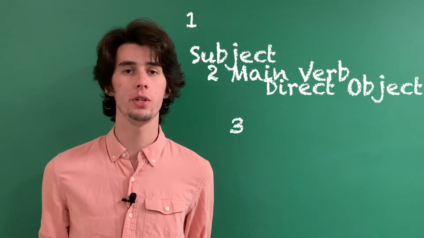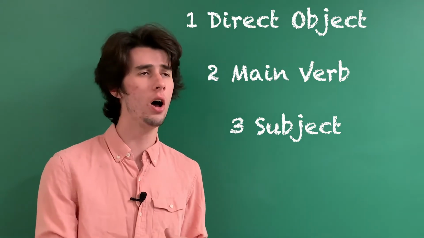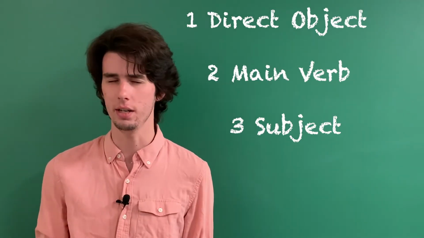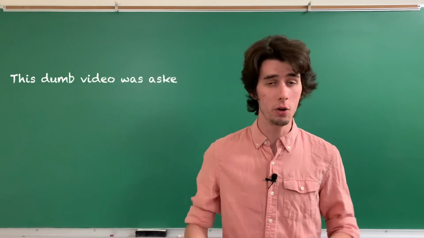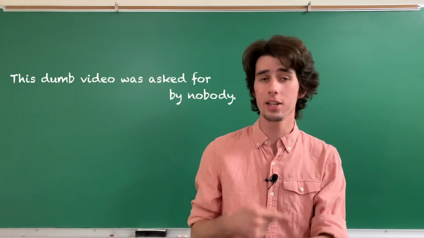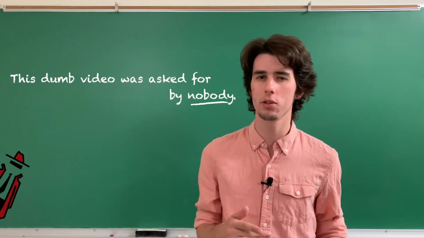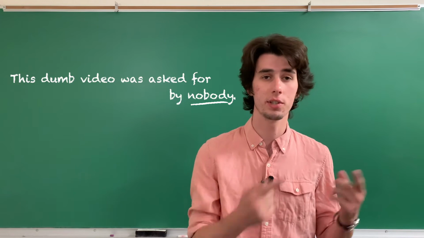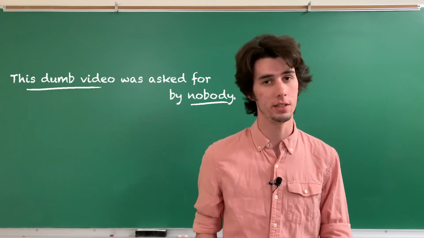Passive voice is when you switch the subject and the object, so that the thing the person was doing the action on is now the subject. Okay, now I've confused myself. In the sentence, "This dumb video was asked for by nobody," nobody is still the agent of the action because it's the person or thing doing the action. But grammatically, it's no longer the subject of the sentence. The recipient of the action, this dumb video, is now the subject of the sentence, grammatically.